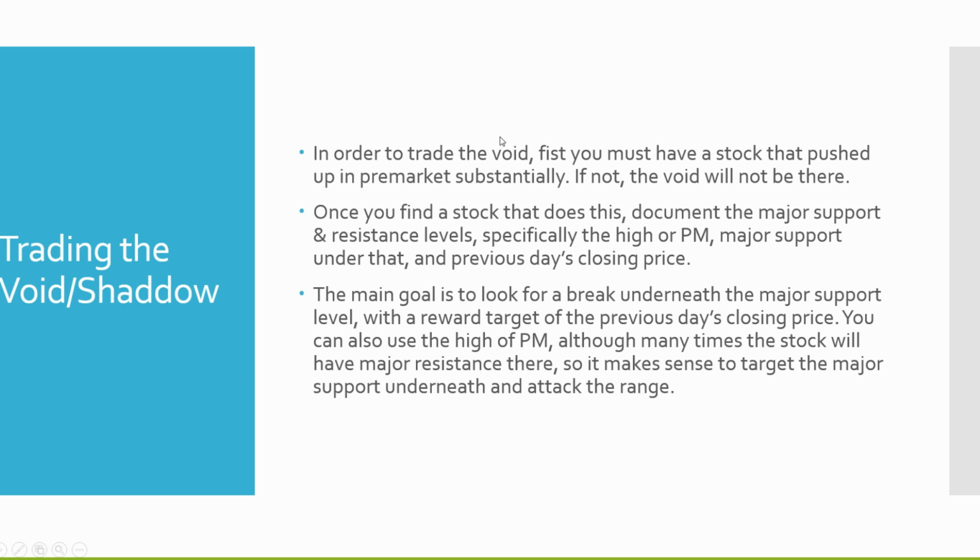All right, so trading the void in the shadow. In order to trade the void, first you must have a stock that pushed up substantially in pre-market. If not, the void won't be there, obviously. Once you find a stock that does this, document the major support and resistance levels. Again, I probably sound like a broken record, but it's one of those things you really want to understand with trading gaps: those significant levels are there and they're very obvious, which is the pre-market high, the previous day's closing price, and any major support in between.